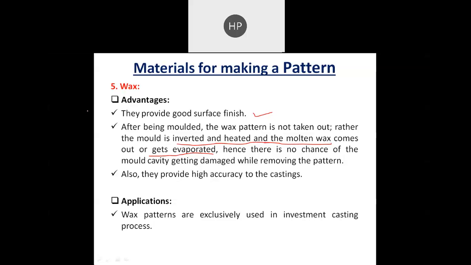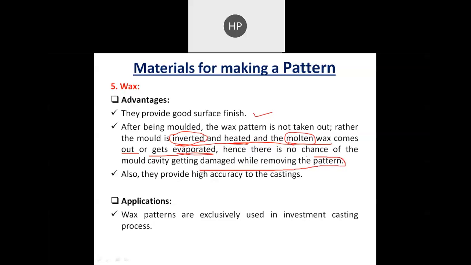Okay, but how do we do it? We just invert the mold, and then we heat it. As we heat it, the wax will melt, because wax is a very soft material. So as we give some heat, it will be melted, and it will easily come out from the mold, or it may also get evaporated. It will be converted into vapor form. Okay, so there is no chance of the mold cavity getting damaged while removing the pattern.